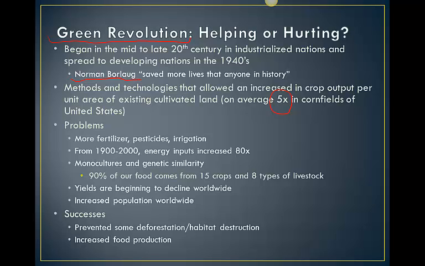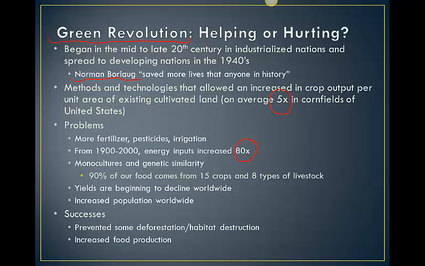Some of the problems listed here, we're obviously now putting more fertilizers into the environment, more pesticides into the environment, more water being used for irrigation. We're putting 80 times more energy into creating our food than we did about 100 years ago.